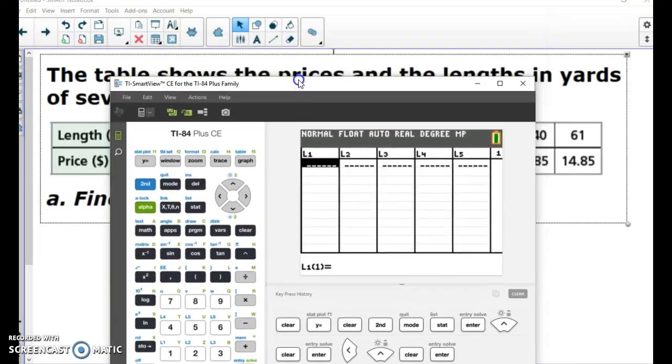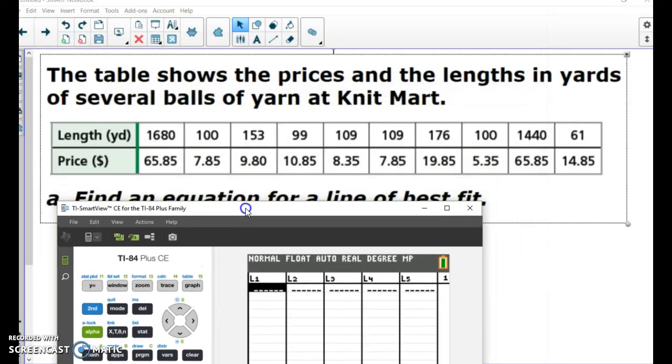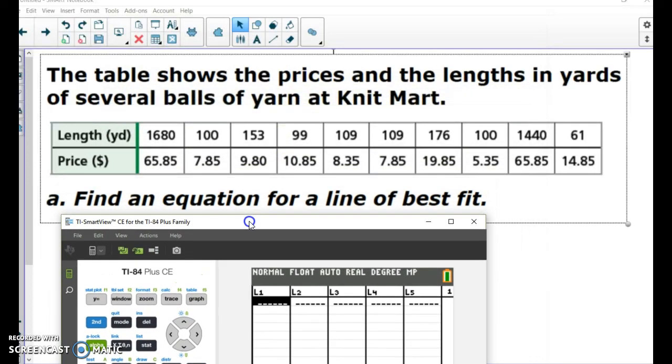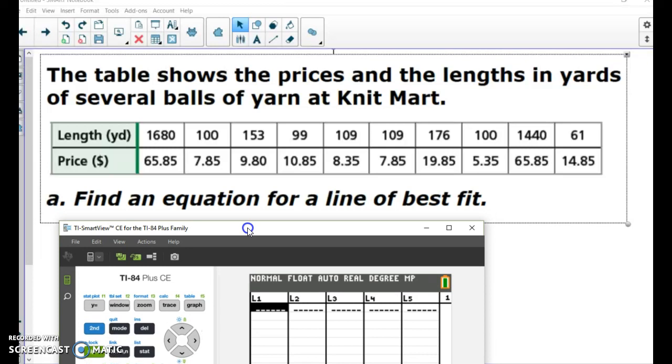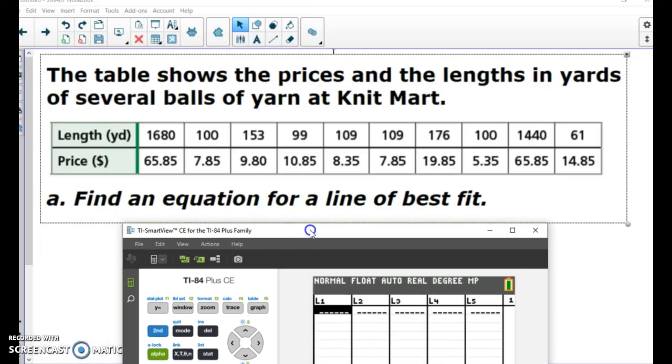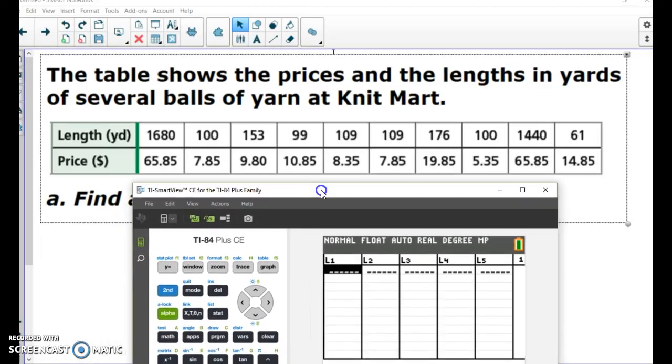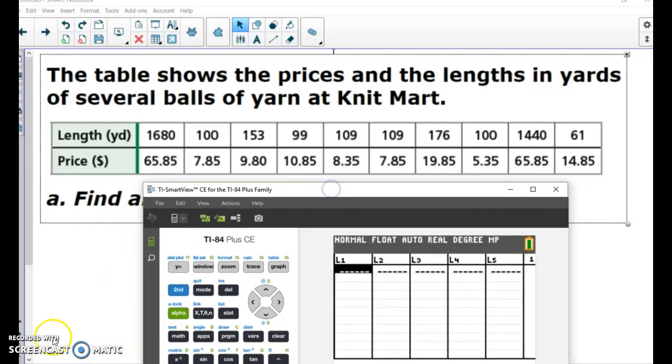And what I'd like you to do right now is take the information found in the check it out problem number 2 and put that in your list 1 for length and list 2 for price, and come right back here and we'll talk about how to deal with that data in the calculator.